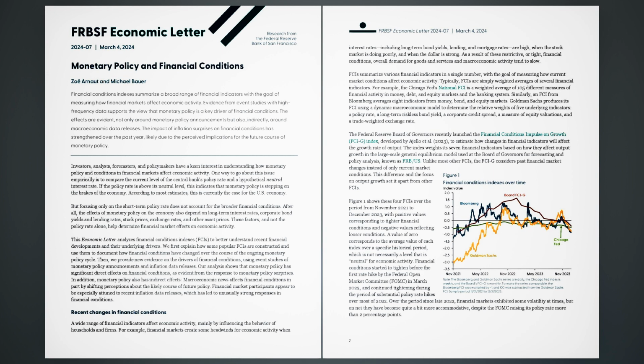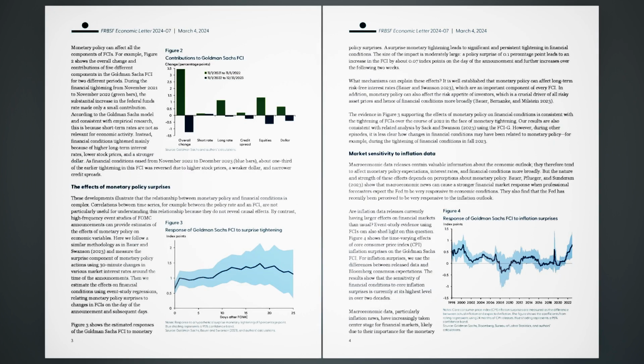Financial conditions started to tighten before the first rate hike by the Federal Open Market Committee, FOMC, in March 2022, and continued tightening during the period of substantial policy rate hikes over most of 2022. Over the period since late 2022, financial markets exhibited some volatility at times, but on net they have become quite a bit more accommodative, despite the FOMC raising its policy rate more than 2 percentage points. Monetary policy can affect all the components of FCIs.